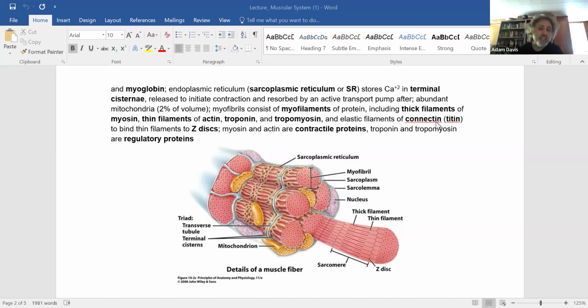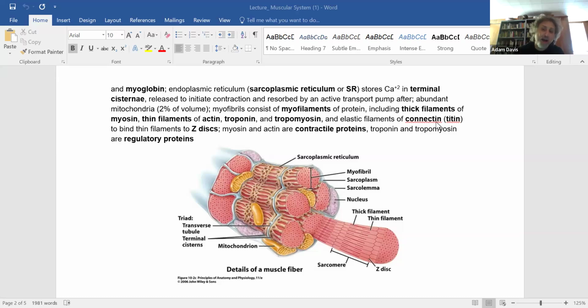Now, the proteins in here, myosin and actin, those are the main ones. Those are what we call the contractile proteins. They're the main substance of those dark and light lines you see in there. Myosin and actin are the contractile proteins. They're the ones that actually do the action of the muscle contracting. When a muscle contracts, myosin and actin are the agents that make it do that.